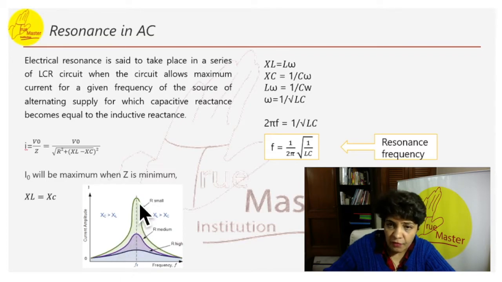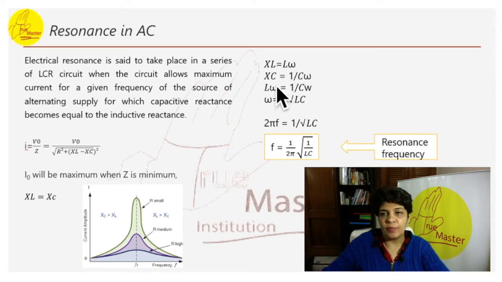Similarly, when the resistance is high, it flattens the peak in the graph and the peak is very low. See here. Mathematically, the resonance frequency can be calculated. As we know, XL equals L omega, XC equals 1 by C omega.